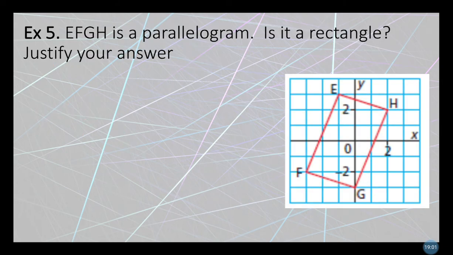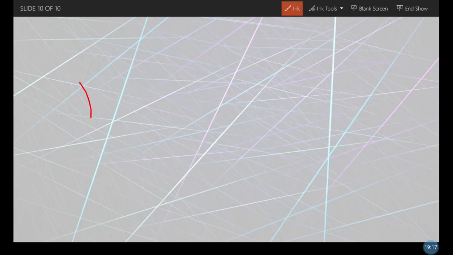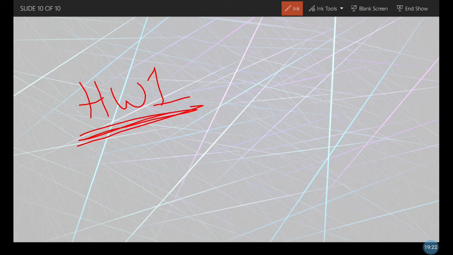Example 5 is a problem-solving question, a little bit higher level. If you want to talk that through, I can talk it through with you. Otherwise, the information for that is in your note package. Okay, so go ahead and try some of the homework 1 on parallel and perpendicular lines. The answers are posted online, and then when you're ready, go try the quiz. Okay? Thanks for listening.